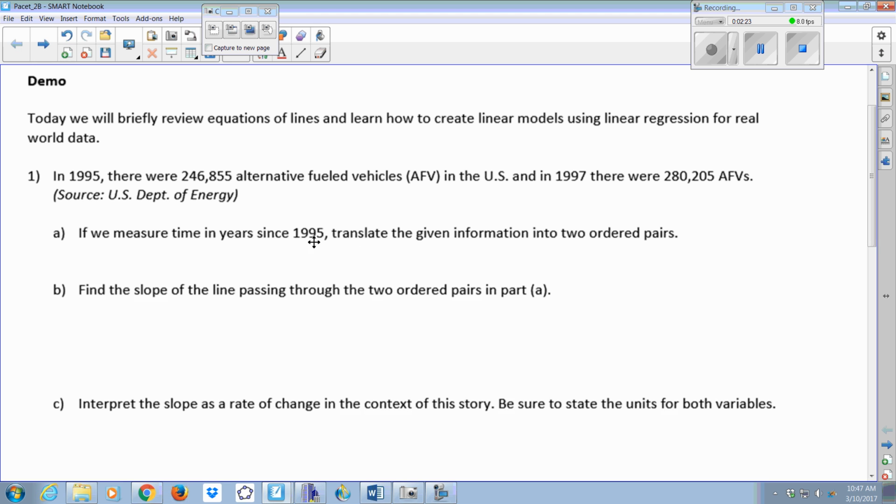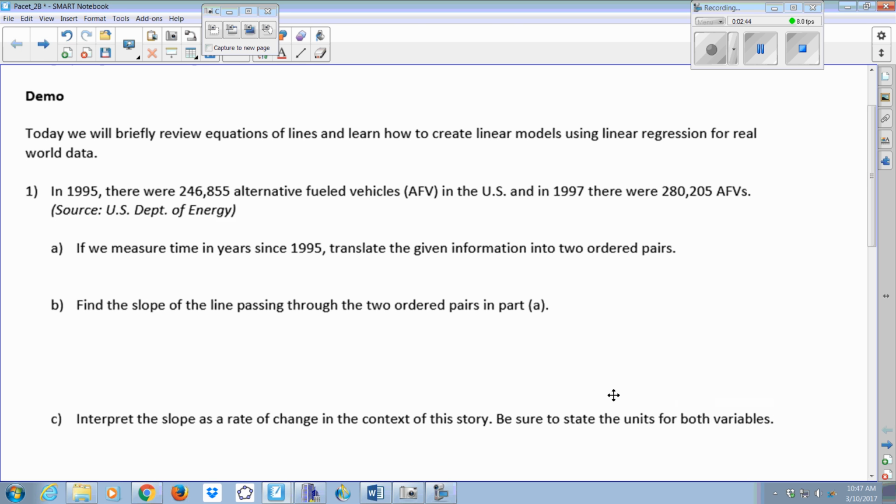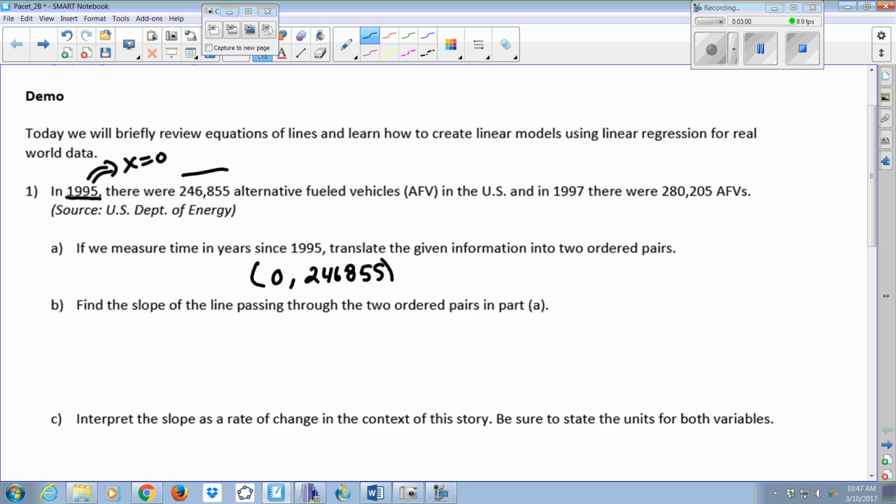So if we measured time in years since 1995, how can we take this sentence and translate it into 2 ordered pairs? How can we take the information in that sentence and translate it into 2 ordered pairs? Can anybody give me 1 ordered pair? Laurencio? 0, 206,000. Yep. So that date, 1995, translates to x equals 0 because it says the number of years after 1995. And this is the number of AFVs.